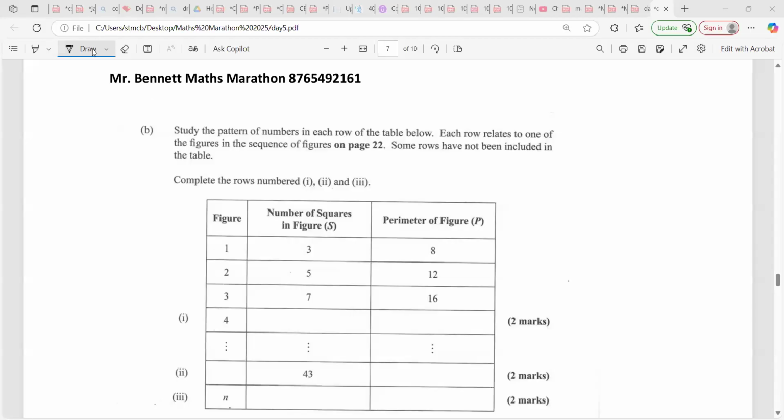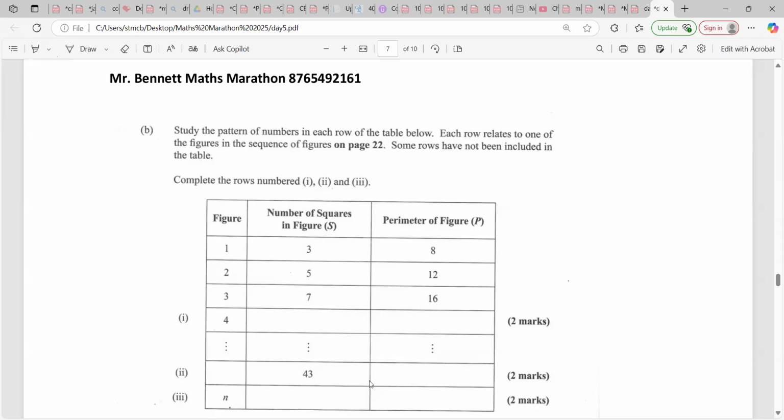All right. So basically, it says study the pattern of numbers in each row of the table below. Each row relates to one of the figures in the sequence on page 22, which was the one that we did above. Some rows have not been included in the table. Complete the rows numbered 1, 2 and 3. So they want the nth term.